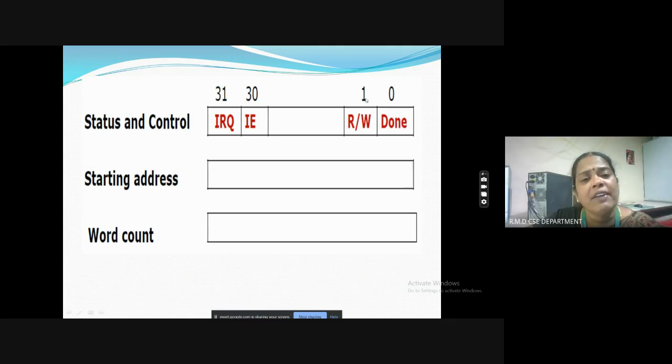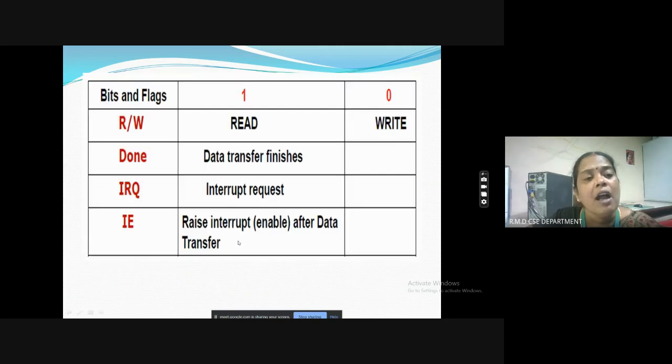Here we have 32 bits to represent the status and the control, ranging from bit 0 to 31. The starting address is represented, and the word count is also represented here. The flags available here are the read flag or write flag, either read or write. Then there is done, which indicates the data transfer has finished, then interrupt request enable, and interrupt enable raises the interrupt after the data transfer.